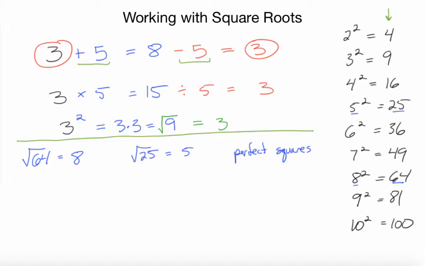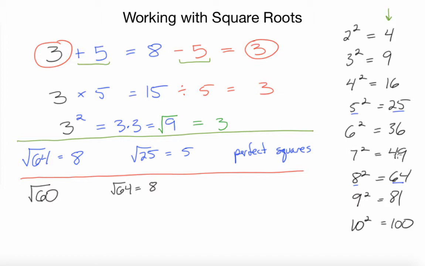All right, but there are lots of numbers that are not perfect squares. Take, for example, what if we have the square root of 60? Well, 60 doesn't show up on here. And so here's where we actually kind of have to estimate it. So the square root of 60. Well, let's think about what we have going on here. 64, I can square root. 64 is bigger than 60, and that gives me 8. So the square root of 64 equals 8.